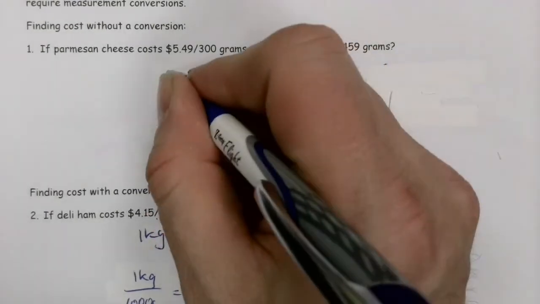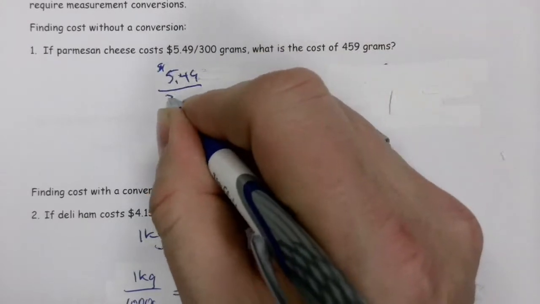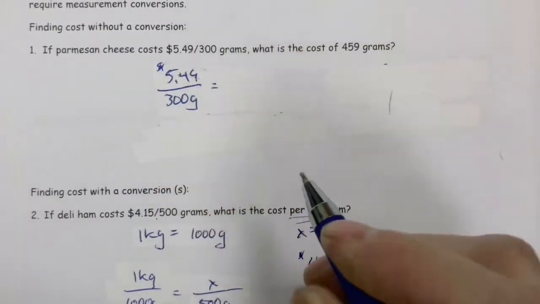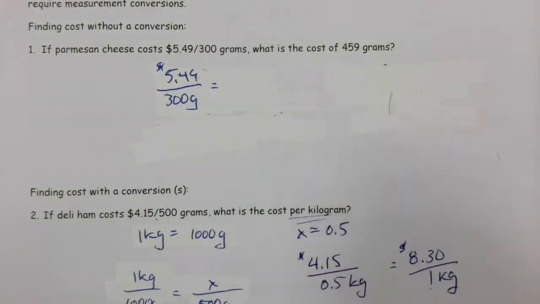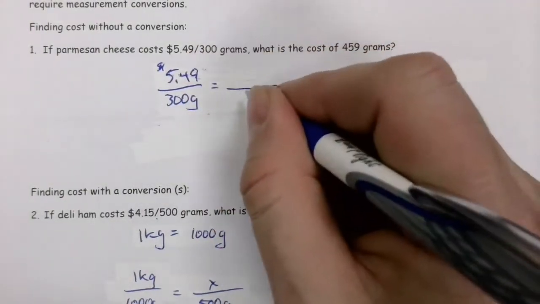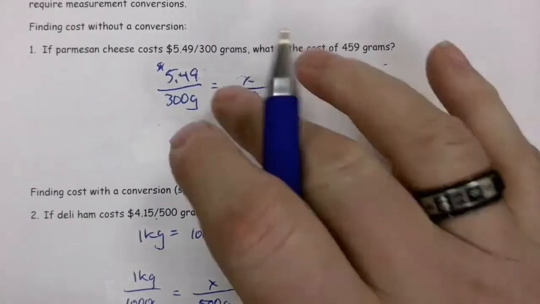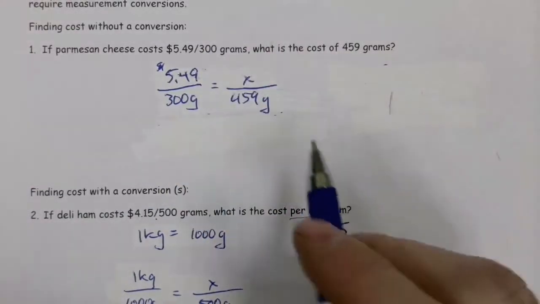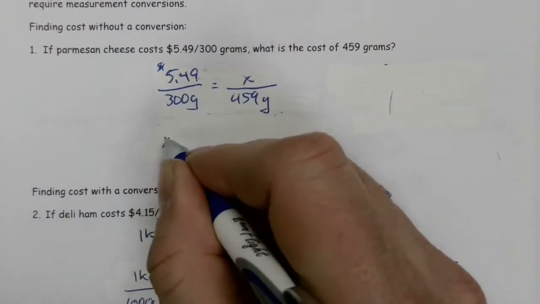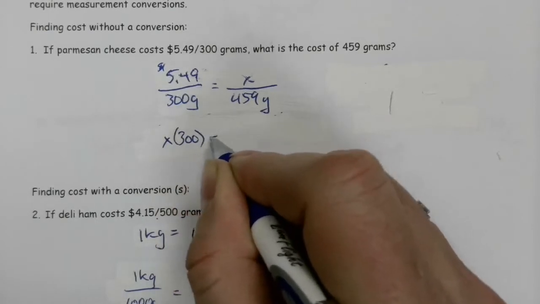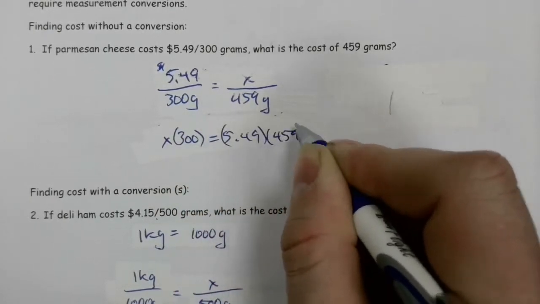We're going to set up a proportion here. We know it's $5.49 per 300 grams. This is easy to do because I'm really working with grams in both places. That's not always the way this works, but when it does, it's quite convenient, because all I really have to do now is cross multiply. I will get x times 300 is equal to 5.49 multiplied by 459.